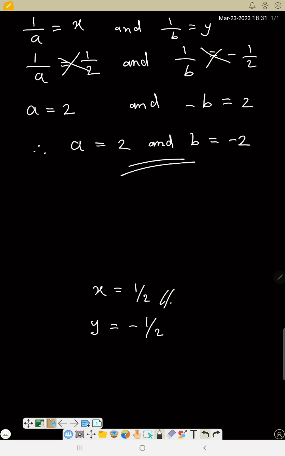You can put it back in your equation. You must get the same, as in the equation must be the same. If it is not the same, then something is wrong with the equation. So like that.